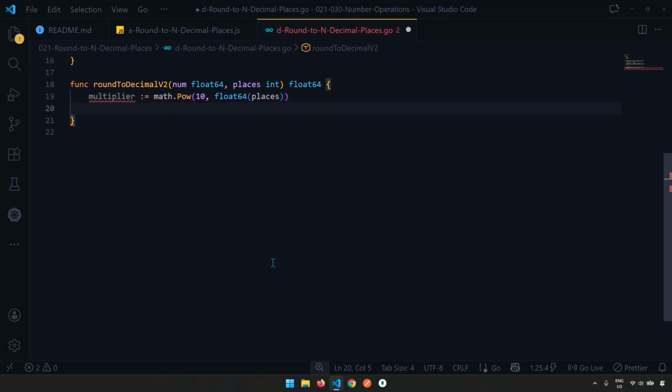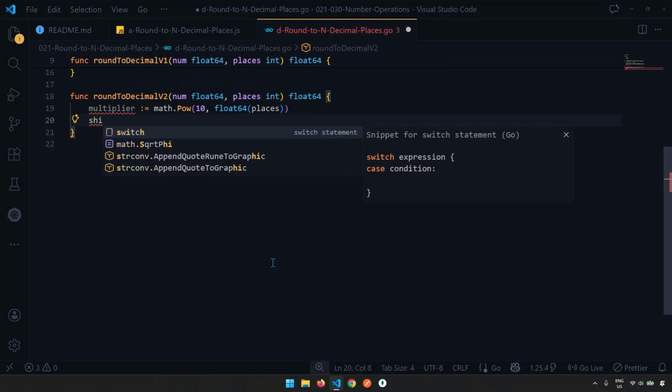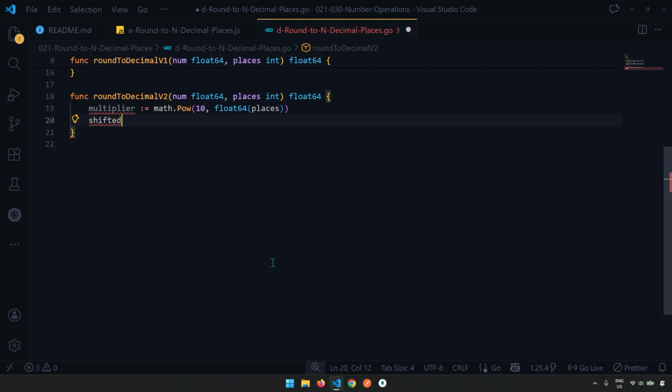So this is the multiplier. Next up, we need to actually make sure we grab our multiplier and we multiply it by number. And we store it inside of a variable, which is called shifted. I have already talked extensively about this, so I'm not going to dive into the details. We know we have this multiplier, multiplied by num. This is going to give us 314.159.